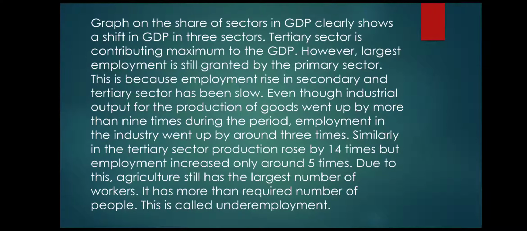Now, as we have seen, the share in GDP is maximum for the tertiary sector. The tertiary sector is contributing the most, but employment has not been generated much in the tertiary and even in the secondary sector. As a result, people are still dependent on the primary sector for employment. And when more people than required are working in the agricultural sector or in any place, they are termed as underemployed.